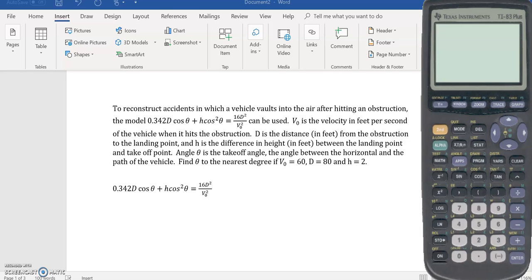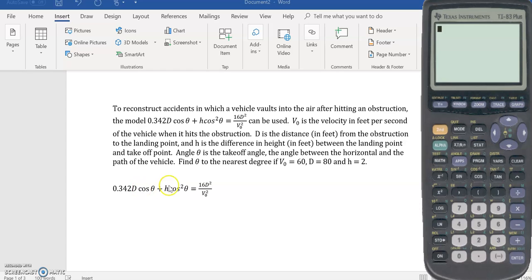To reconstruct accidents in which a vehicle vaults into the air after hitting an obstruction, this model can be used. V sub 0 is the velocity in feet per second of the vehicle when it hits the obstruction. D is the distance in feet from the obstruction to the landing point, and H is the difference in height in feet between the landing point and the takeoff point. Angle theta is the takeoff angle, the angle between the horizontal and the path of the vehicle. Find theta to the nearest degree, given the following.